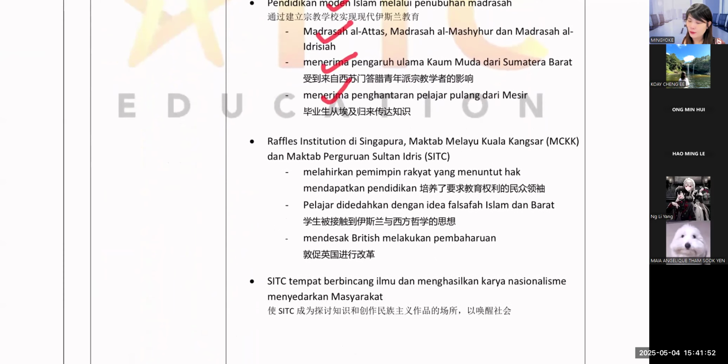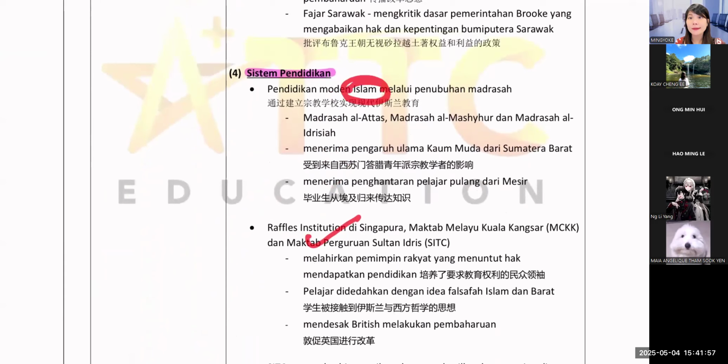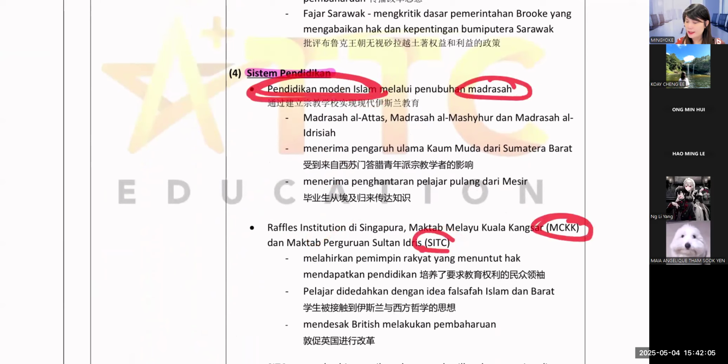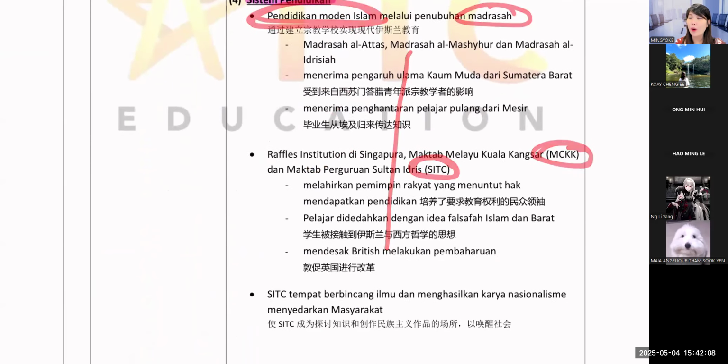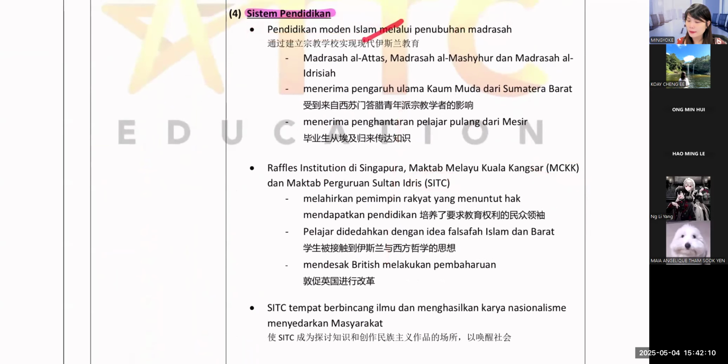Then we have SITC. This is Islam one. This is Pendidikan Modern Islam, Madrasah. This is MCKK. This is SITC. So you can write all, like huraian 1, 2, 3, 4, 5, 6, 7, 8, like that. So Sistem Pendidikan has a lot of points also. It can be 4 marks, just Sistem Pendidikan alone.